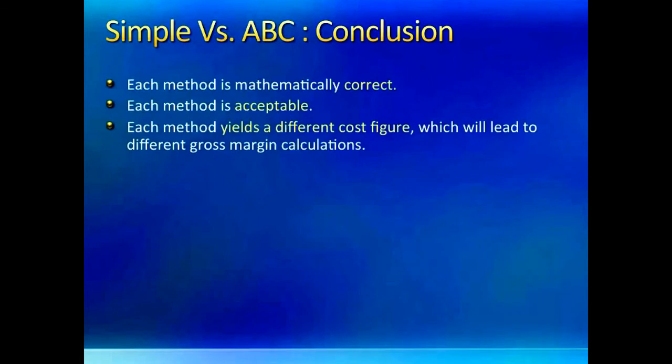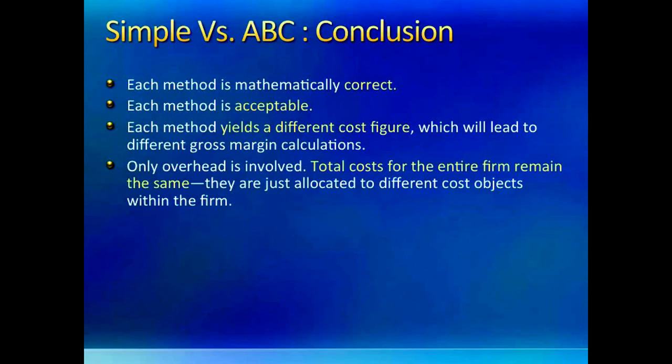So, here is the bottom line. Although both methods are correct and are legally acceptable, they produce different costs and therefore different profits. Also important is the fact that two methods can differ only with respect to indirect cost allocation. If a method assigns lower cost to one product, it must be assigning higher cost to some other product in the company, since the total cost of the company has to remain the same.